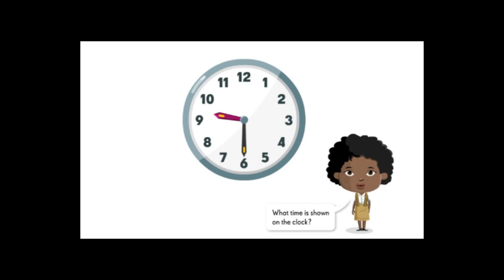What time is shown on the clock? First, we look at the hour hand. Is it halfway between 9 and 10? That means that it's past 9 o'clock, but it's not yet 10 o'clock. So we choose 9. Now we look at the minute hand. It is at 6. So the time is 9:30.